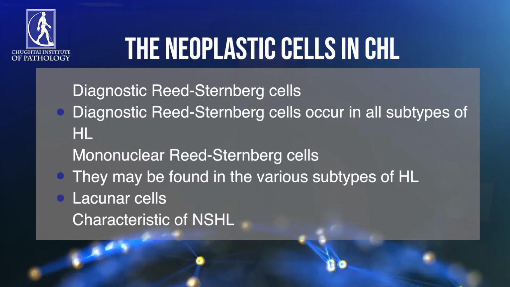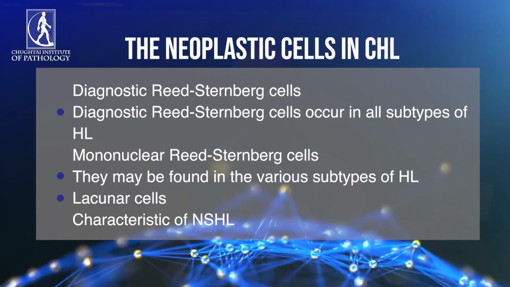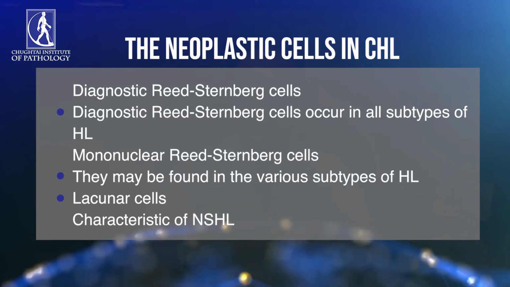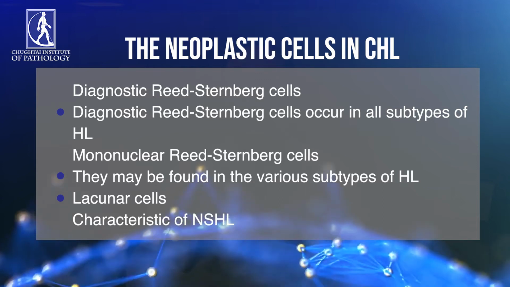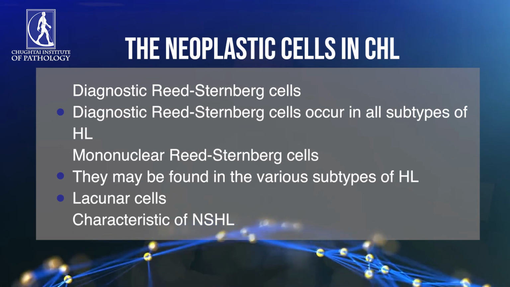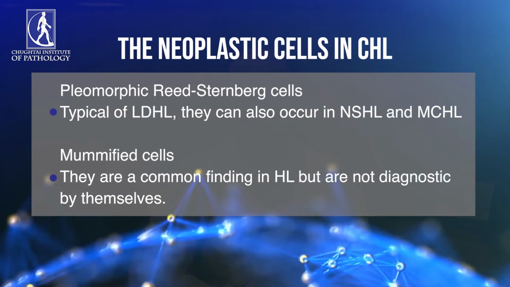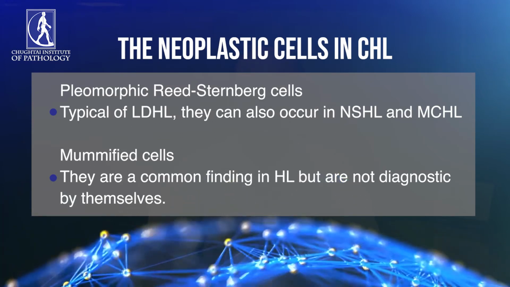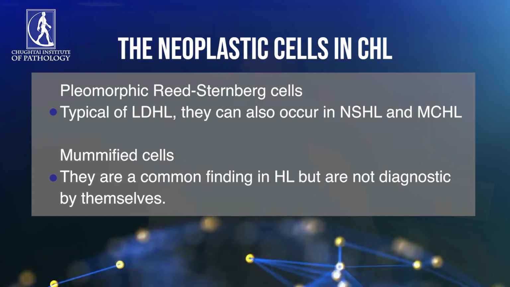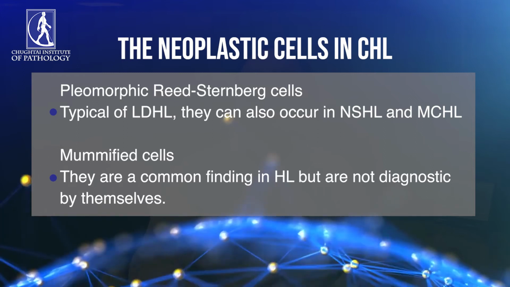The lacunar cells are characteristic of nodular sclerosis classic Hodgkin's lymphoma. Although mononuclear RS cells can be seen in any type of classic Hodgkin's lymphoma, diagnostic RS cells are seen in the various subtypes of classic Hodgkin's lymphoma, but not seen in lymphocyte predominant Hodgkin's lymphoma. Pleomorphic RS cells may be seen, but they are more commonly seen in the lymphocyte depleted classic Hodgkin's lymphoma. Mummified RS cells can be seen in cases of any type of classic Hodgkin lymphoma.